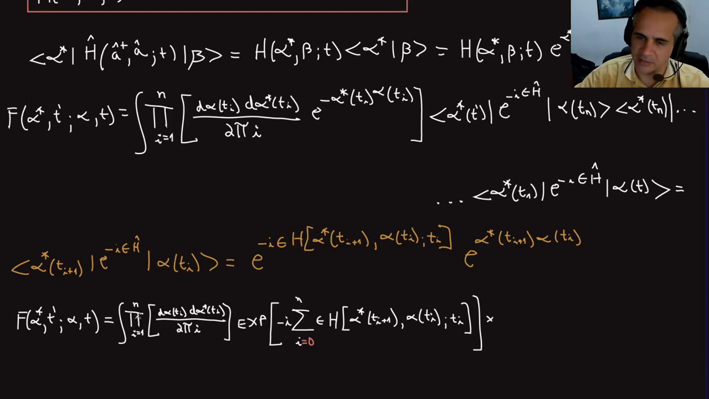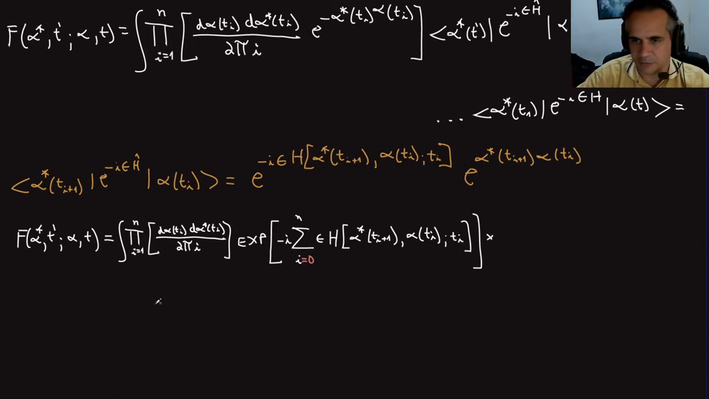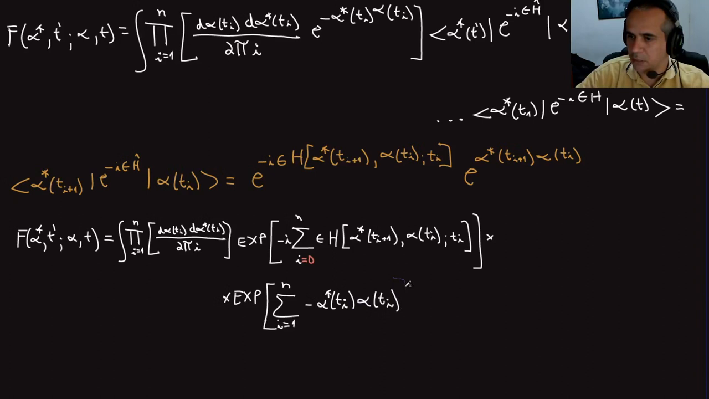And now I have to group these exponentials and these ones, right? And those are just the first one I'll put below just to keep them together. So let's take first this one. As I said, in this case, it goes from i equals 1 to n of minus alpha star of ti alpha of ti. And the exponentials coming from here, I'll group here.